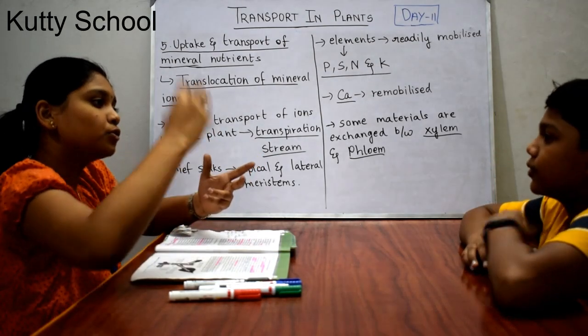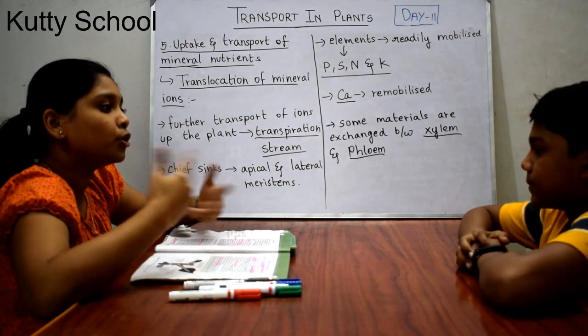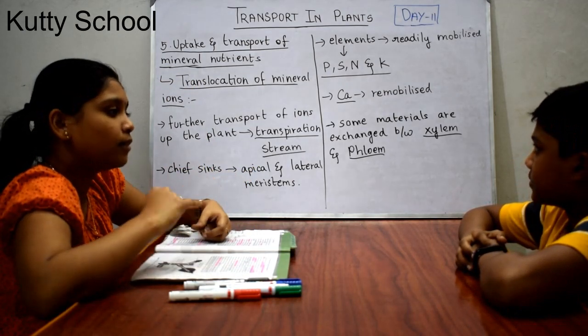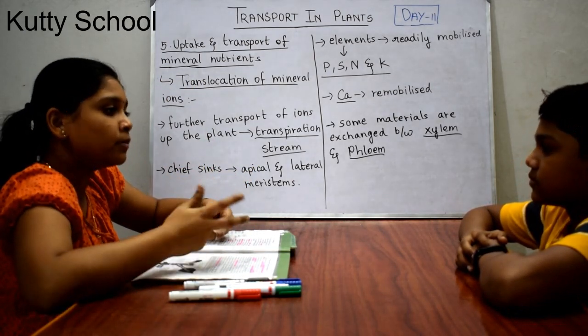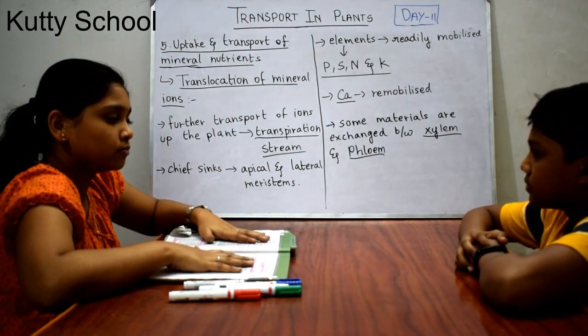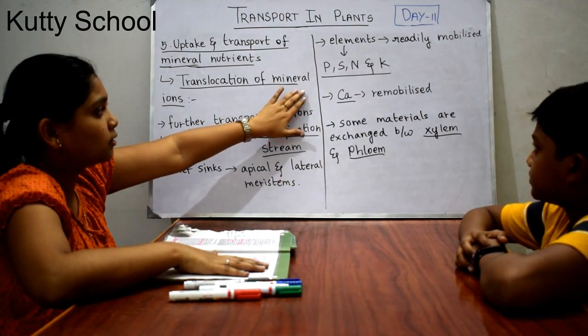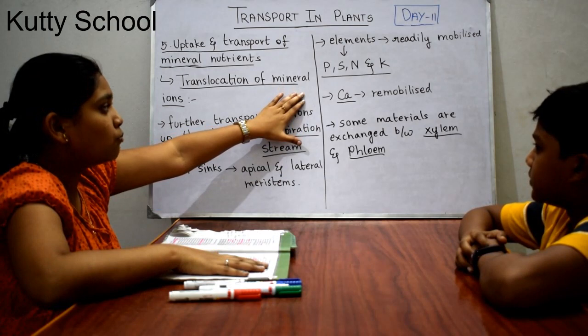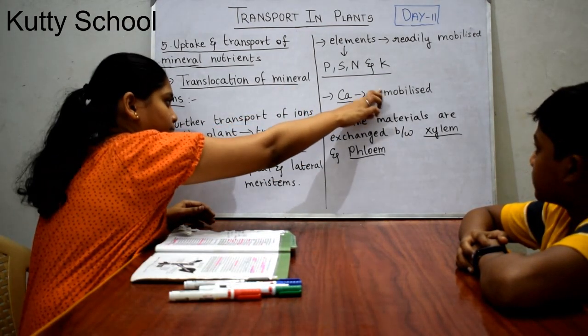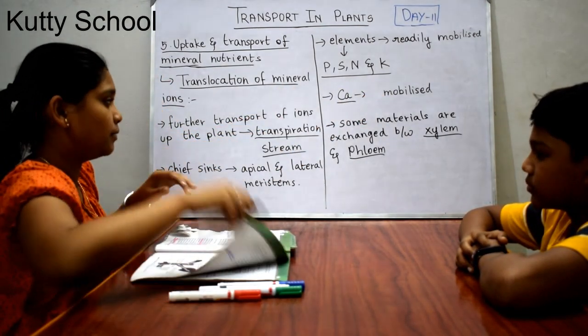From older parts to new stems, to grow. So those are readily mobilized elements. But some elements cannot move. They will stay in the same position, like calcium. So calcium is an immobilized element.